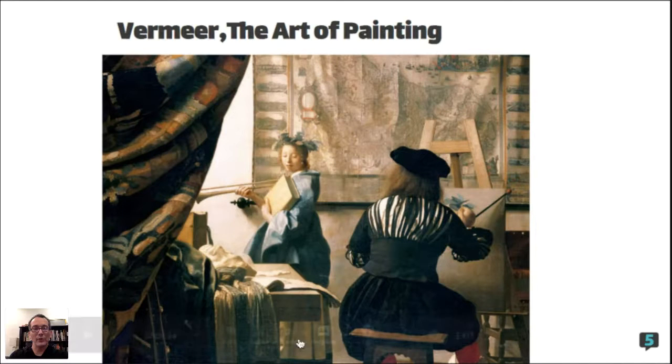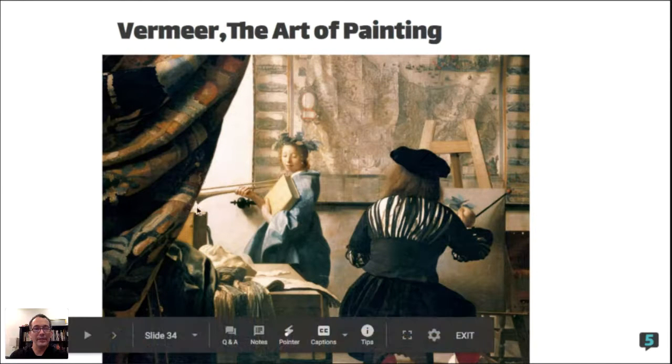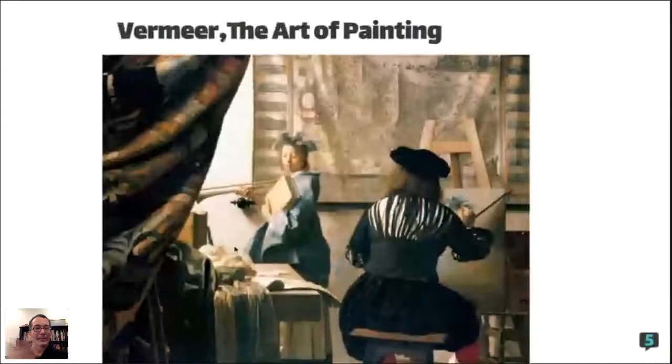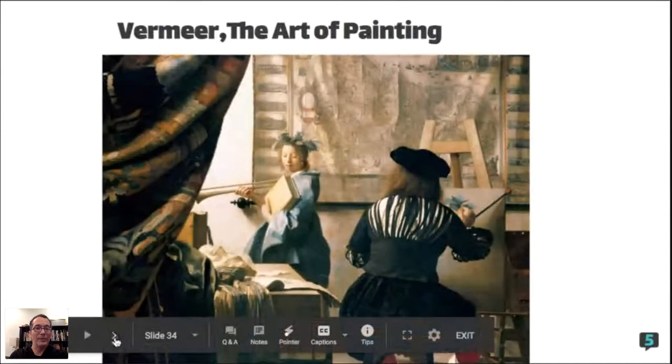So it's very interesting what's going on here. We can see another very classic Vermeer thing, the curtain open to reveal something, what's going on in here. And again, the painter putting himself in the painting is very interesting.